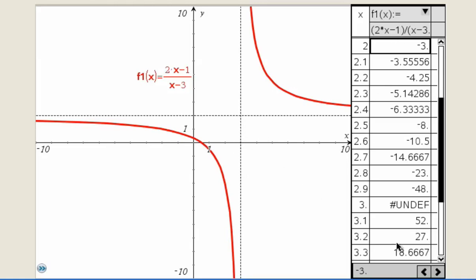These are the outputs, remember. Now you'll see that they have this dotted line here. It's a vertical asymptote at x equals 3. Now this is a horizontal asymptote. We'll talk about that in the next video. But vertical asymptote at the undefined value.